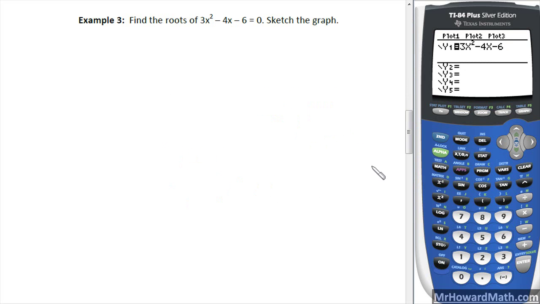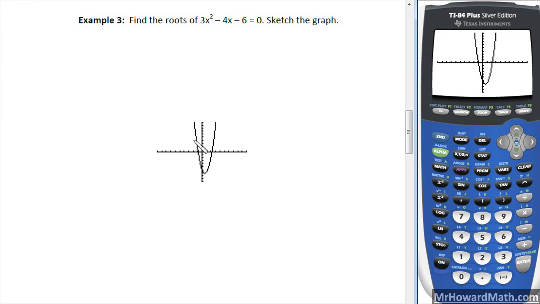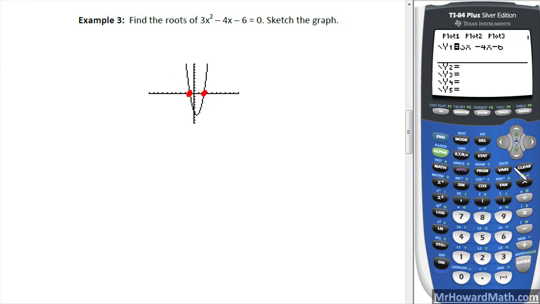Example 3 says, find the roots of 3x squared minus 4x minus 6 equals 0. Sketch the graph. Well, we want to find where it intercepts the x-axis. X-intercepts and roots and zeros all mean the same thing. So we're looking for, paste this picture in, we're looking for these 2 points right here. So the way that we're going to do that is we're going to graph y equals 0. That's going to put a horizontal line in on top of the x-axis and find the intersection.